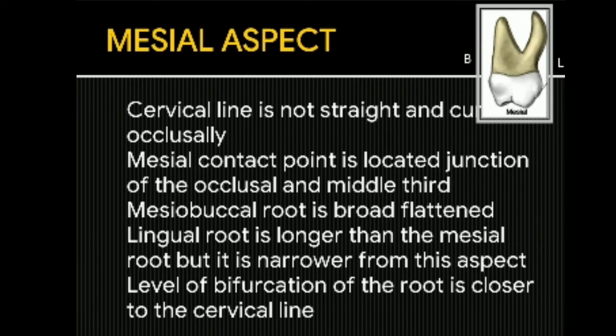Cervical line is not straight and is curved occlusally. Mesial contact point is located at the junction of the occlusal and middle third. Mesiobuccal root is broad and flattened. Lingual root is longer than the mesial root, but it is narrower from this aspect. The level of bifurcation of the root is closer to the cervical line.